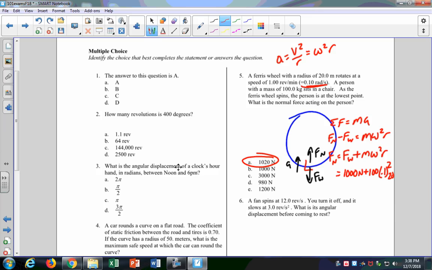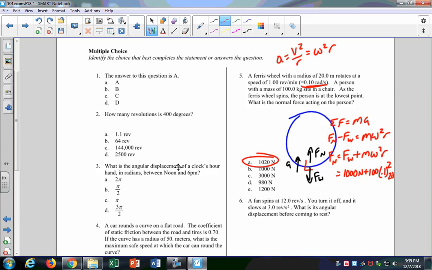Remember, I could have gone through and looked, though. I know that at the bottom, my normal force is more than the weight, so I would have gotten rid of B, C, and D, and so I'm left with A and E. E is kind of a big addition to your normal force. You would feel a lot heavier with E, and you just don't feel that way on a Ferris wheel. So I probably could have reasoned E away, but you really need to go through the calculation.